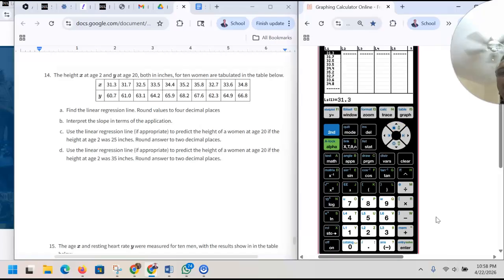So let's count: 1, 2, 3, 4, 5, 7, 8, 9. Again I missed. Ah, 31.3, this is correct. And 32.1, this is correct. 34.4 correct. 35.2. Oh, I missed 35.8. 35.8. 32.7. Okay. So now let's go back and put the other numbers.